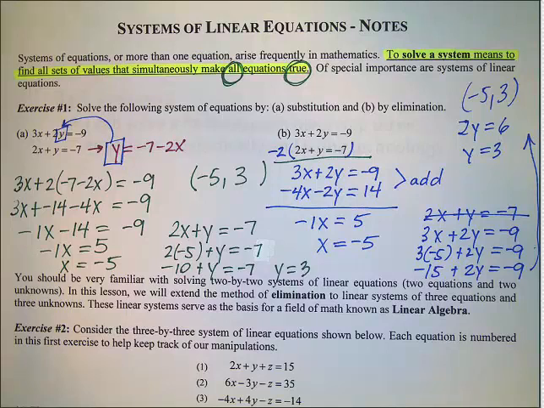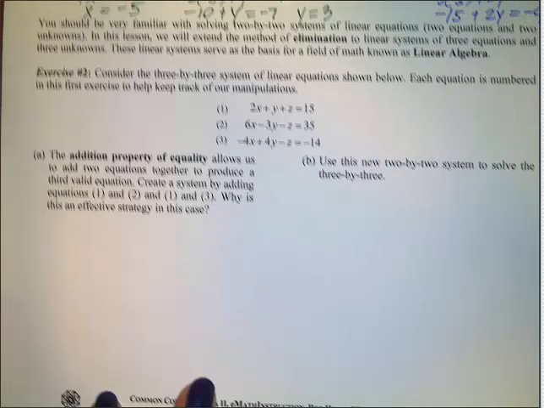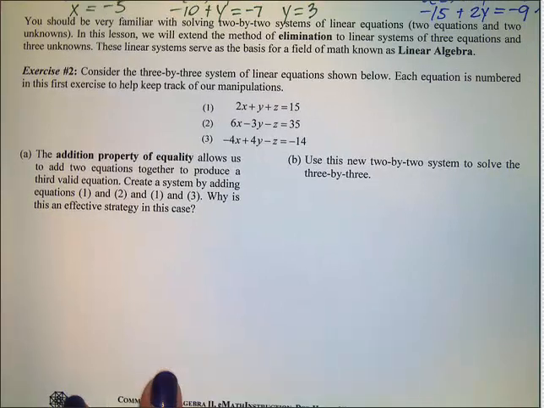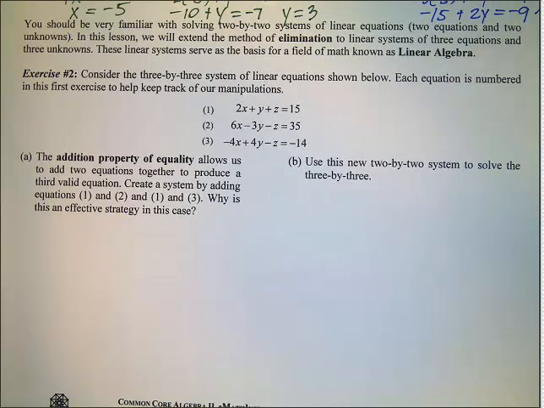So let's look at exercise 2. And it looks, holy cow, scary. But if you're good at algebra, you'll be fine. Okay? And you just have to be organized and do things methodically. This tells us the addition property of equality allows us to add 2 equations together to produce a third valid equation. So that's what we did in elimination above. Create a system by adding equations 1 and 2 and 1 and 3. Why is this an effective strategy in this case?